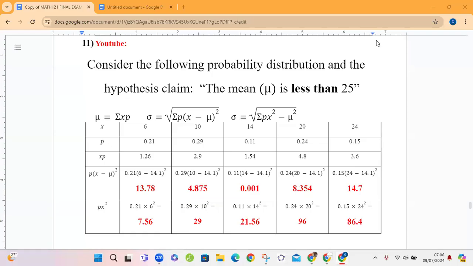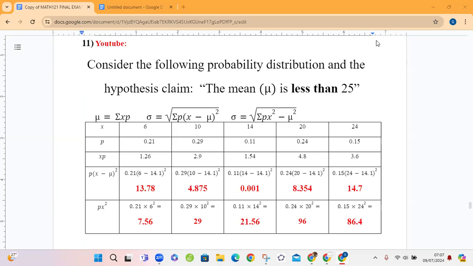In this video, we are going to discuss number 11. It begins by saying, consider the following probability distribution and the hypothesis or the claim, which is saying the population mean mu is less than 25.